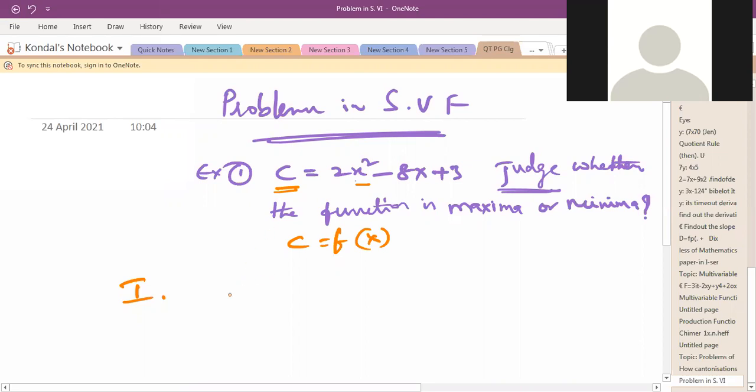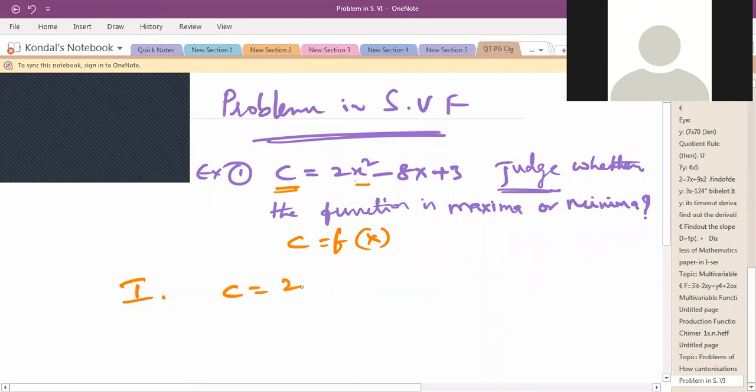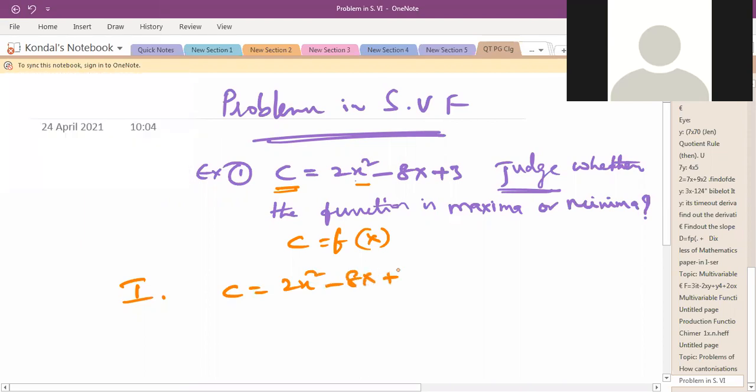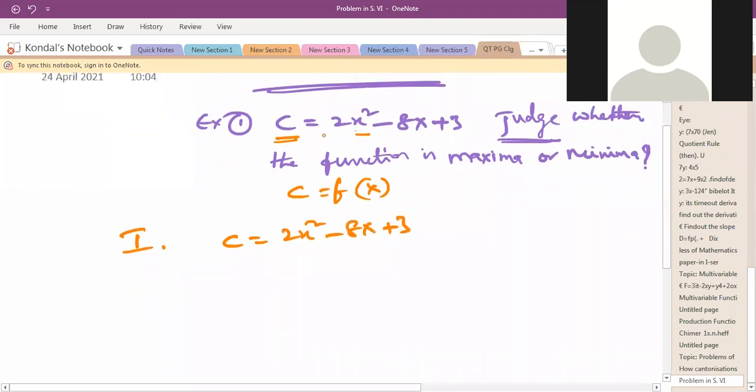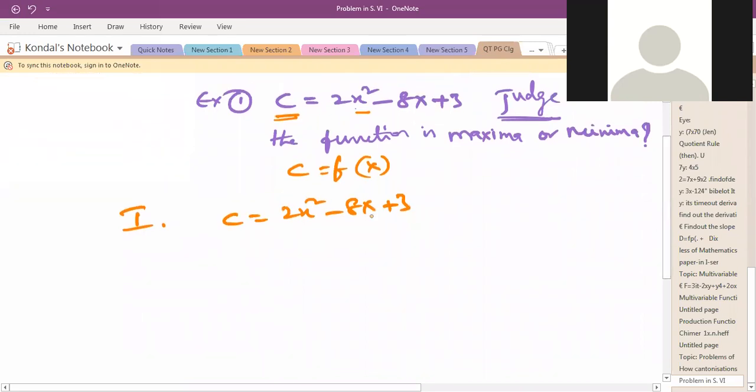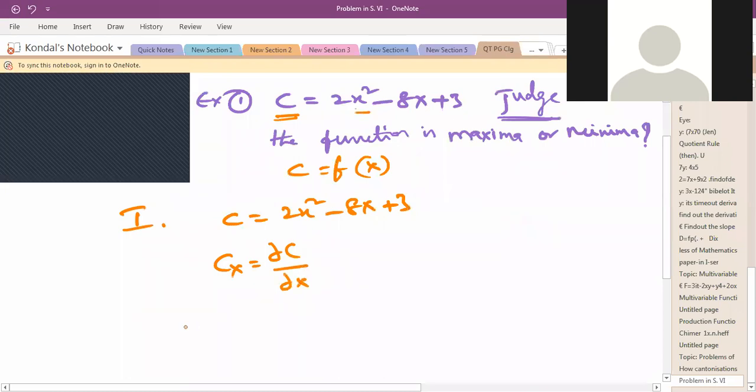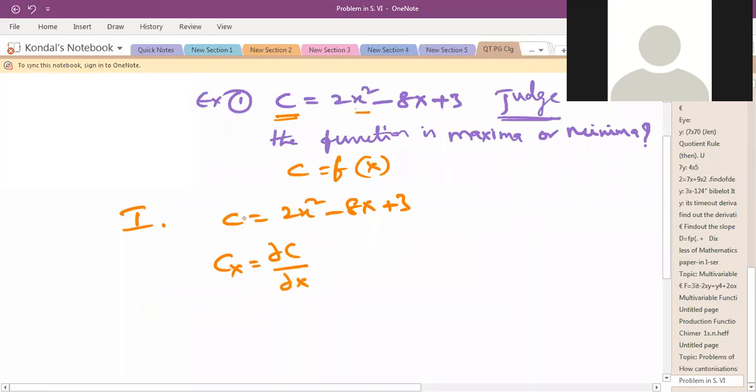So c is equal to 2x square minus 8x plus 3. This is the function given by the examiner. So we need to find out the first order partial derivative. What is the first order here? Cx. What is Cx? Dou c by dou x. Earlier we had the y, now we have the c, so don't confuse c and y. In order not to confuse, I'm giving c and x. So dou c by dou x.